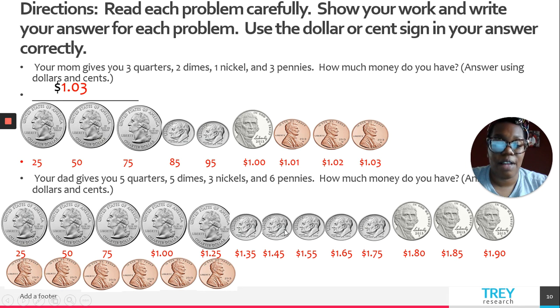$1.35, $1.45, $1.55, $1.65, $1.75, and then you're starting with your 5 cents. $1.80, $1.85, $1.90, and then you have $1.91, $1.92, $1.93, $1.94, $1.95, and $1.96. Okay.